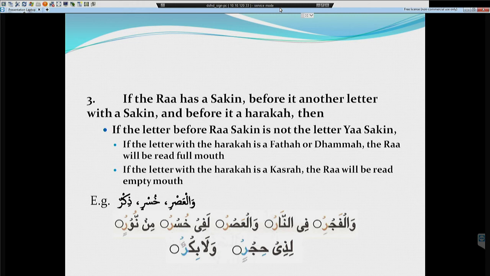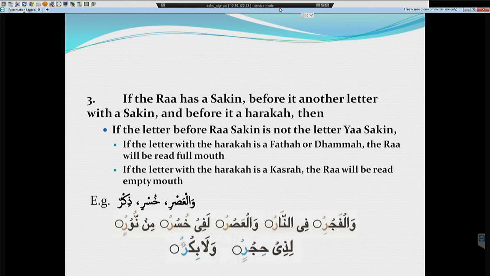Now I'll give you examples right over here. In Surah Al-Asr, a very famous one, Wal Asr. The ra is not read wal asri; when you're stopping, you say wal asr. That ra will be read full mouth. Now why will it be read full mouth?